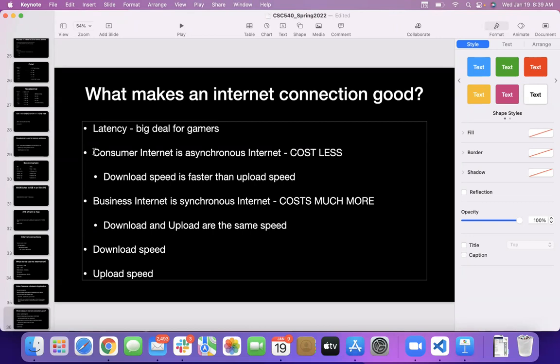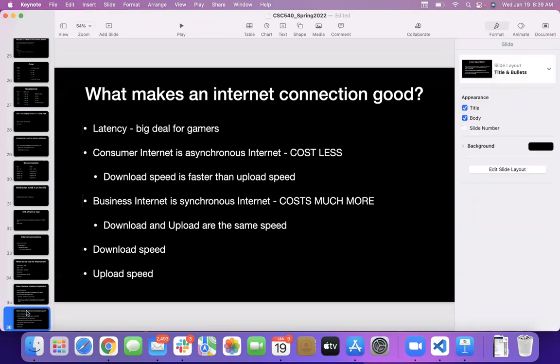Yeah, because business users require dedicated servers. Okay, tell me about the server thing. Because they need to get connected all the time.